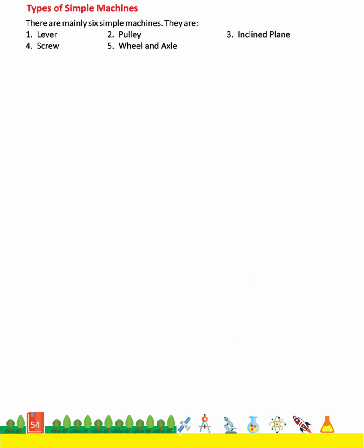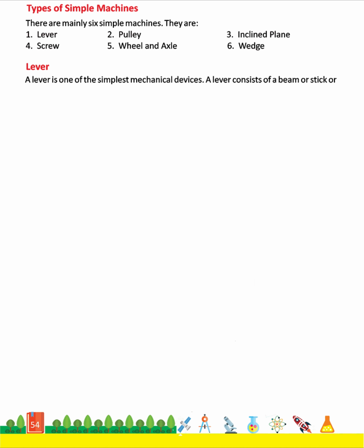Types of simple machines. There are mainly 6 simple machines. They are 1. Lever, 2. Pulley, 3. Inclined plane, 4. Screw, 5. Wheel and axle, 6. Wedge. Lever. A lever is one of the simplest mechanical devices.